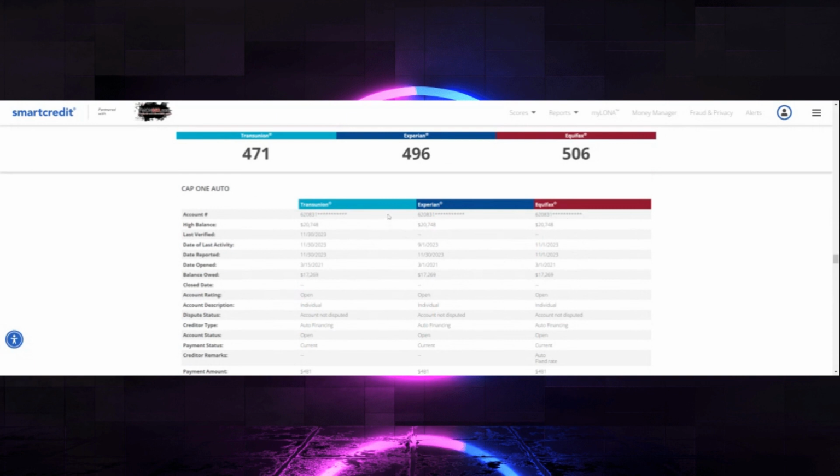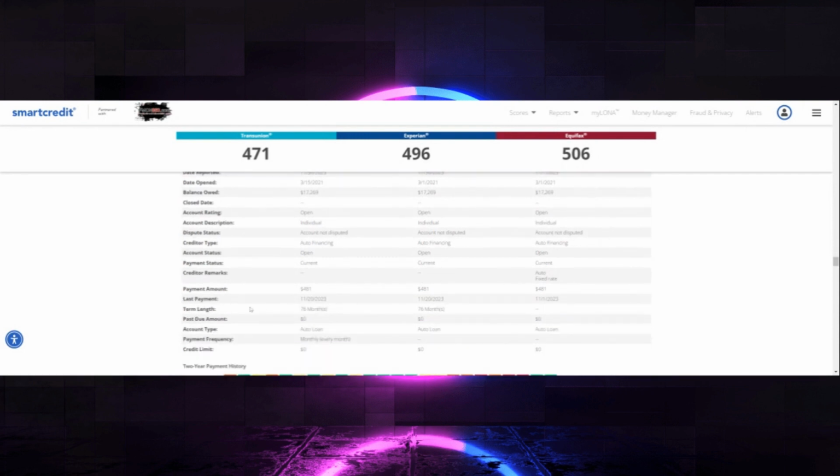Now, everything is supposed to be 100% accurate across all three credit bureaus. So what we're going to do is look for any inaccuracies. The date of last activity could have been anything. It could have been them paying the bill. But TransUnion says November 30th. Experian says, wait, I'm sorry, September 9th. And then Equifax says November 1st. That's inaccurate information, right?